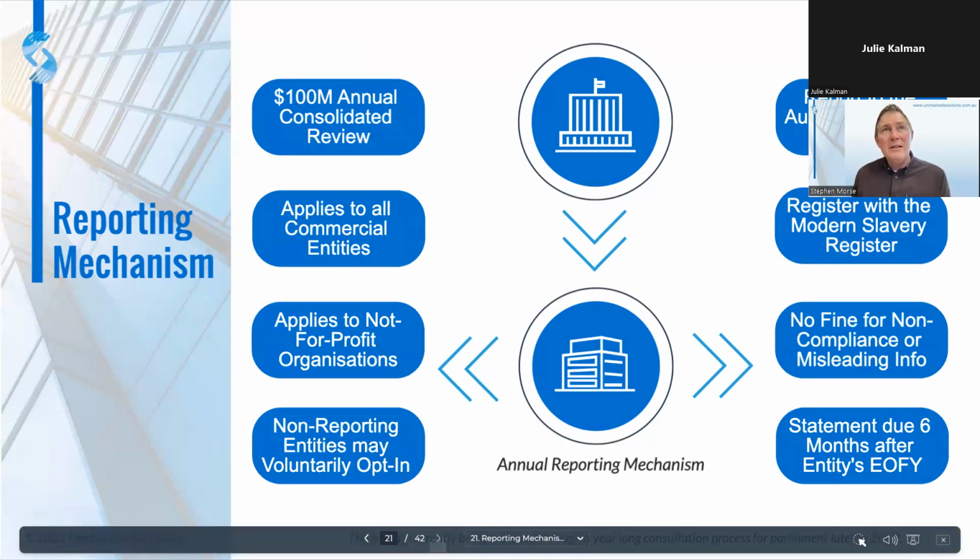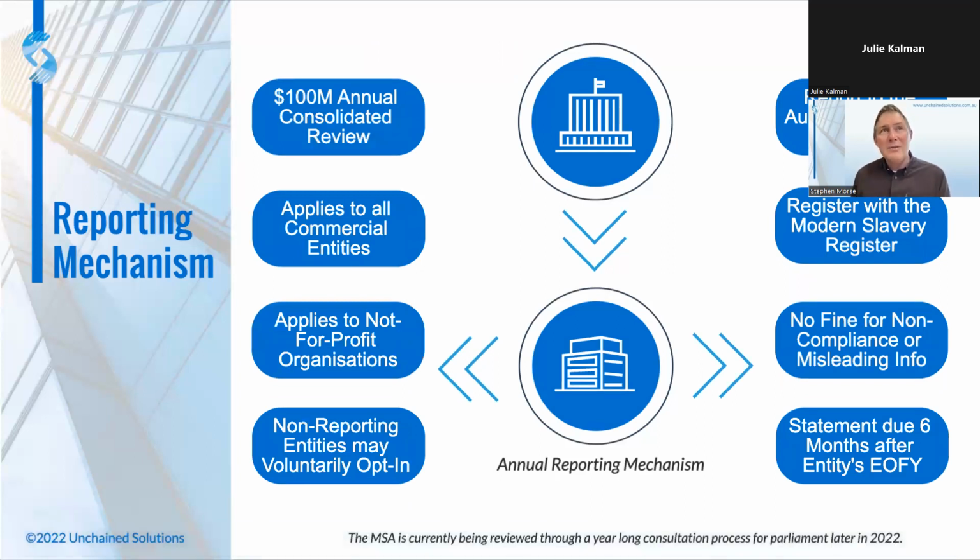So in terms of summary, it applies to entities with over 100 million in revenue, but of course, small entities can also comply, and at Unchained, we work with a range of entities, including those who are under that threshold. It applies to all commercial entities, but also not-for-profits. So if you're a big charity, for example, and you have huge revenues, then you also need to report. And we're seeing that, for example, the Salvation Army and World Vision also provide reports.